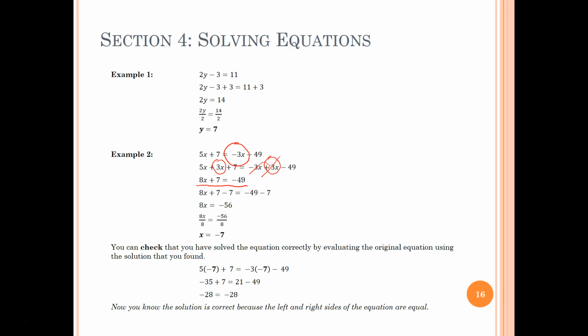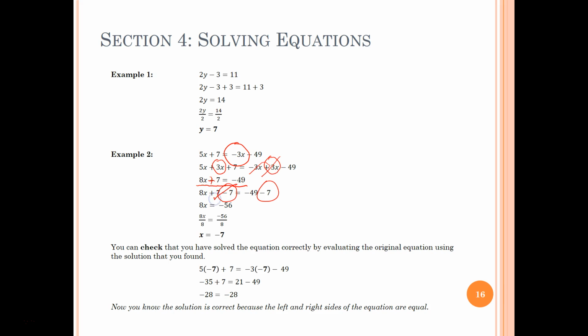We've canceled our 3x on the right-hand side of the equation. Now last step, we want to get this 7 over to the other side. Since it's added, let's undo that addition through subtraction. And let's subtract 7 from both sides of the equation.